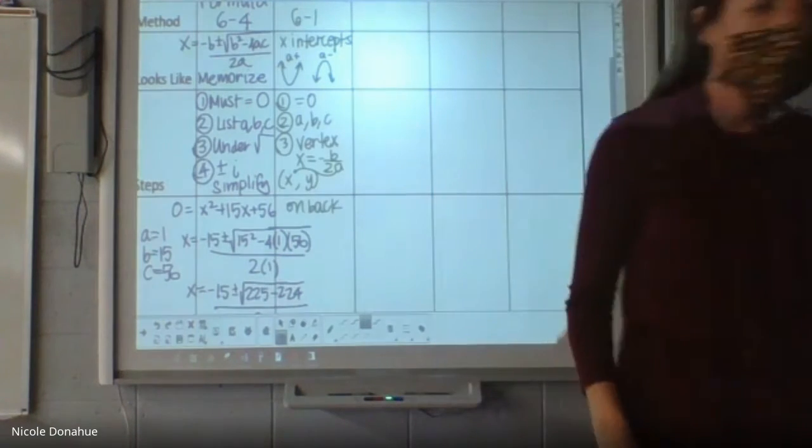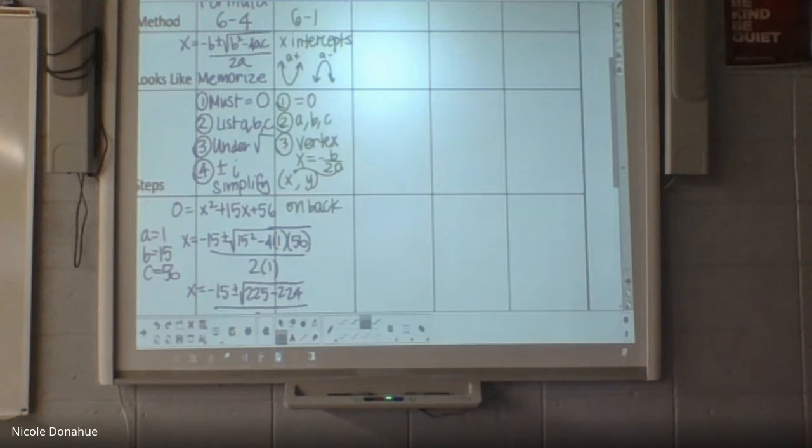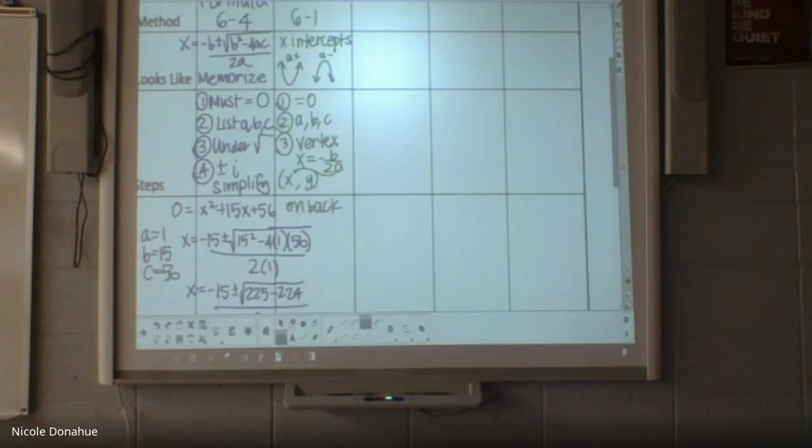All right, so we're going to do a graphing example on the back. I have a double-sided graph.